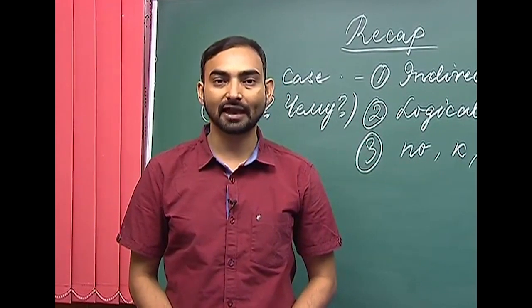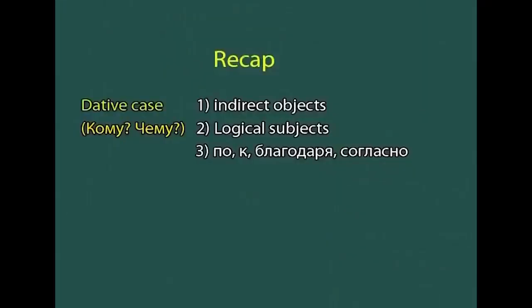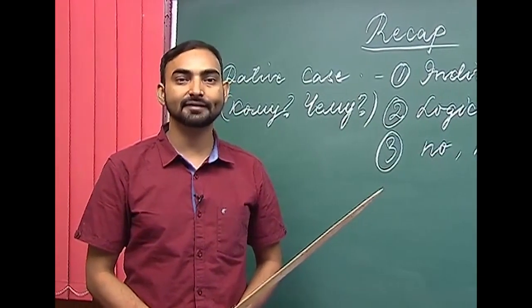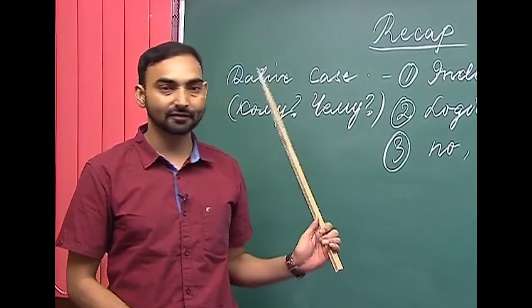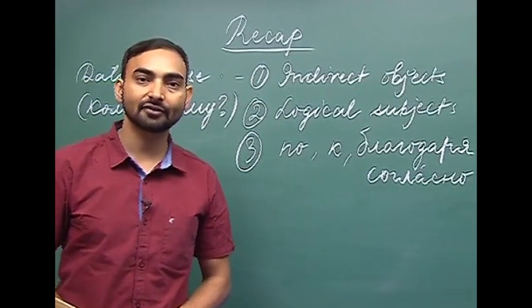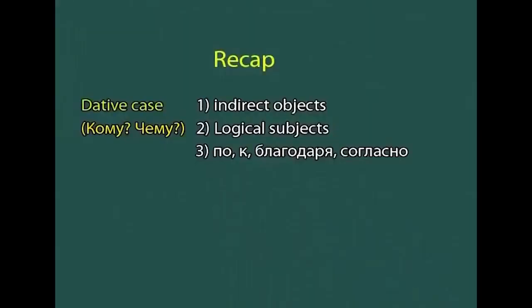So let's have a quick recap before we actually start the new lesson. In the last lesson, we discussed the uses of the dative case of nouns. What are the situations where we use the dative case of nouns? The first, we have learned that the dative case of nouns is used to denote the indirect objects in a sentence, where the noun answers the question kamu or chimu.